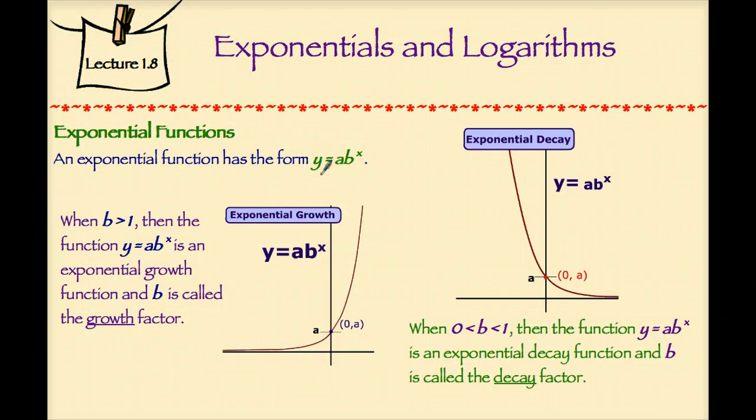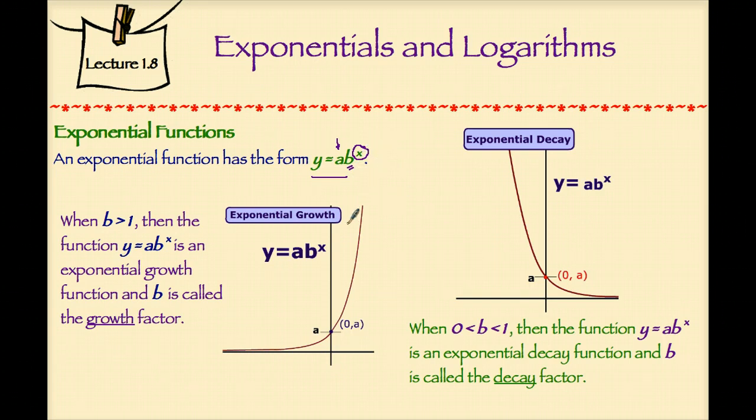An exponential function has the form y equals ab to the x. A is a coefficient, b is the base of the exponential expression, and the exponent is the variable x. We've had positive numbers, negative numbers, integers, fractions as exponents, but we've never had the variable there. Moving the variable into the exponent position is what makes this an exponential function.